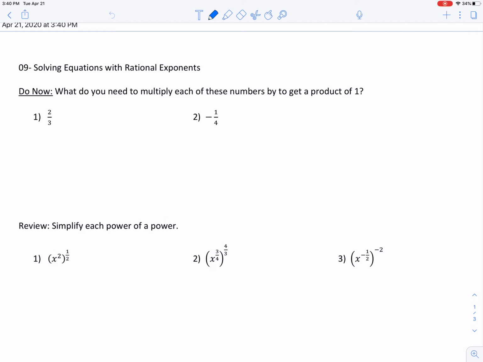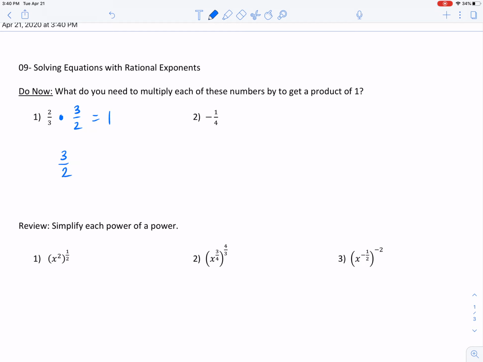Today we are going to solve equations with rational exponents. The do now is asking you, what do you need to multiply each of these numbers by to get a product of 1? That is going to be an essential idea of what we're doing today. So what would you have to multiply 2/3 by to get a product of 1? Well, 2/3 times 3 over 2 is equal to 1. So the answer would be 3 over 2.